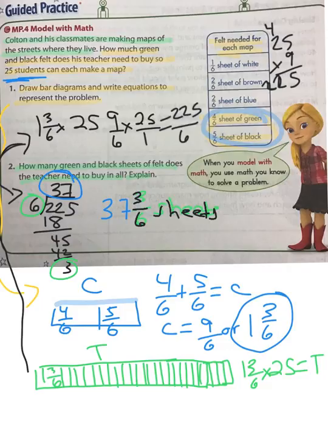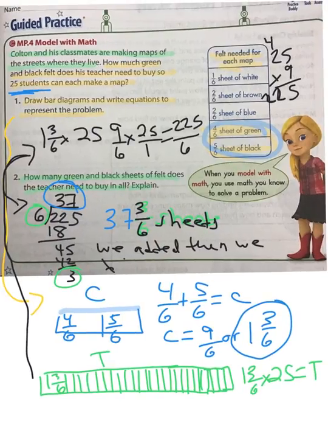And for my explanation, well, we added first, then we multiplied by 25, which equaled 37 and 3/6 sheets of felt. That's how much she needs to buy in order to make 25 maps.